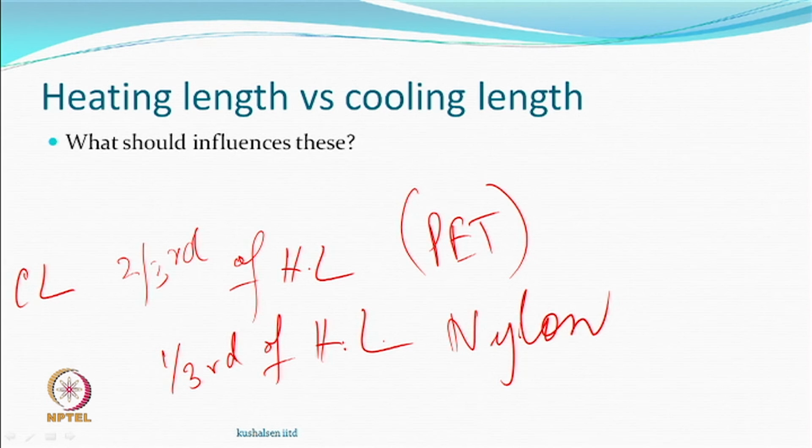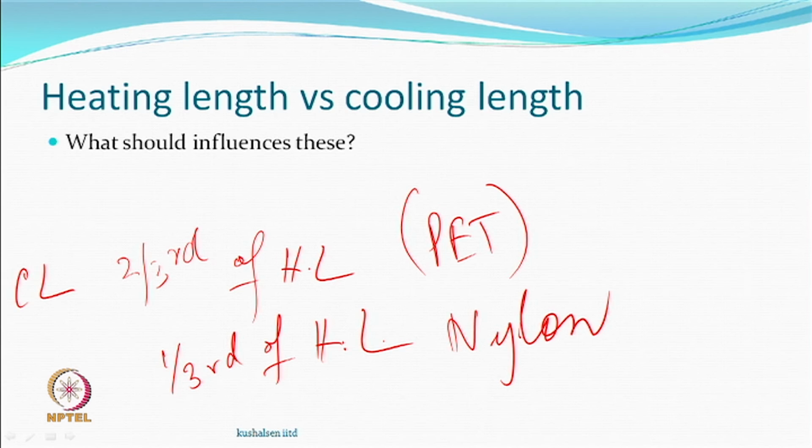If you have a machine which is designed for polyester, where the cooling length is 2/3, will it harm if you texturize nylon there? Will it harm? It will not, because if you increase the cooling length, there is no deterioration going to take place. The same machine therefore can be used.